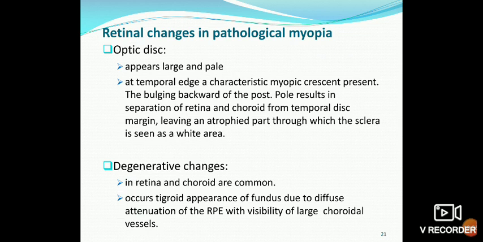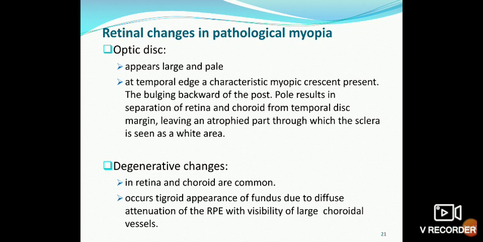The optic disc in pathological myopia will appear large and pale, and at the temporal edge of this disc there will be a characteristic crescent called the myopic crescent. This is due to bulging backward of the posterior pole, which results in separation of the retina and choroid from the temporal disc margin, leaving an atrophied part through which the sclera is seen as a white area. So this optic disc crescent, or temporal crescent, occurs.